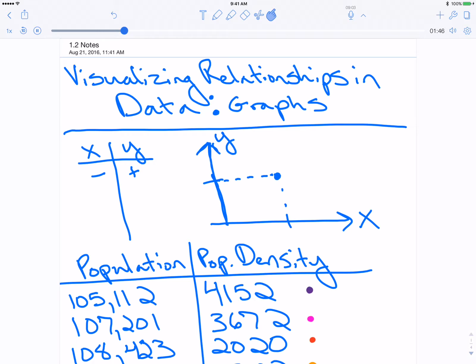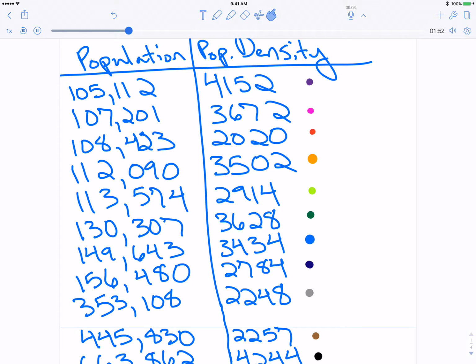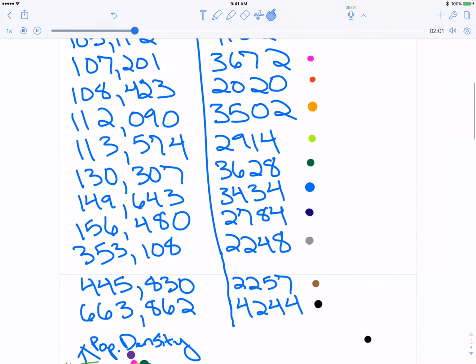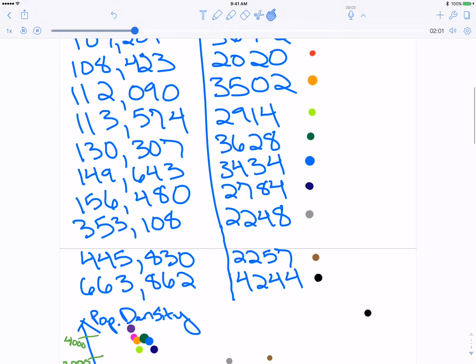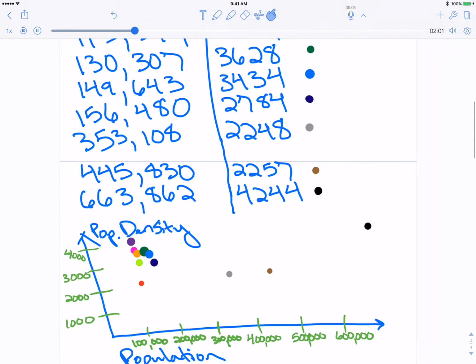Alright, so if we build the table, we have population for our x column and population density for our y column. I've color-coded the dots so that you can easily correlate what to what when you're looking at these things. And then I plotted them on some rough sketched axes here.